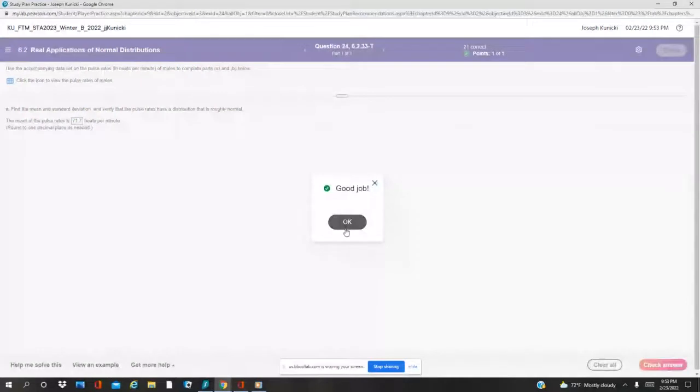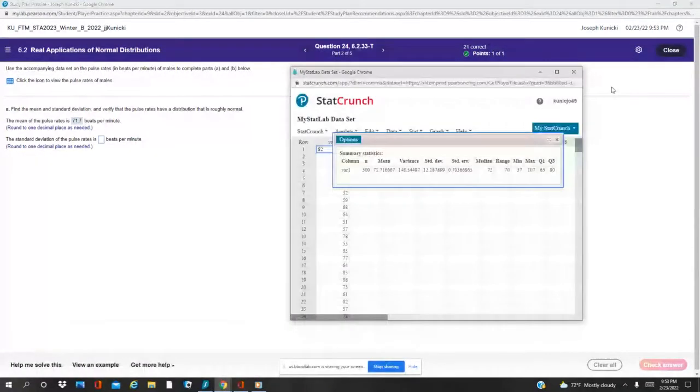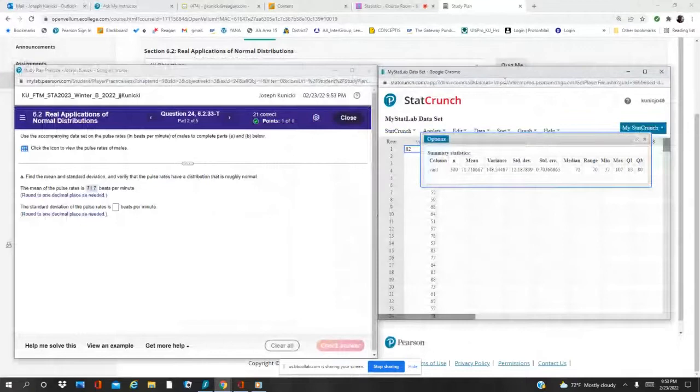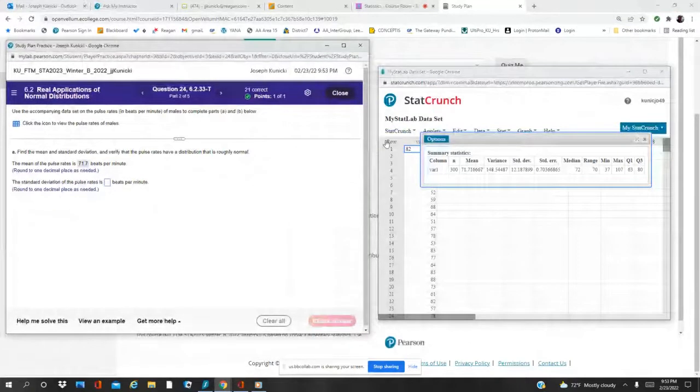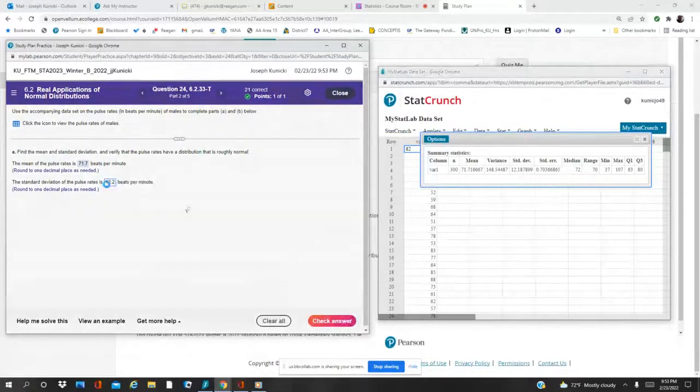Correct. Standard deviation on the readout is, I'm going to make this smaller. That way I can have them both open at the same time. There we go. The standard deviation to one decimal place would be 12.2. All right, so that's correct.